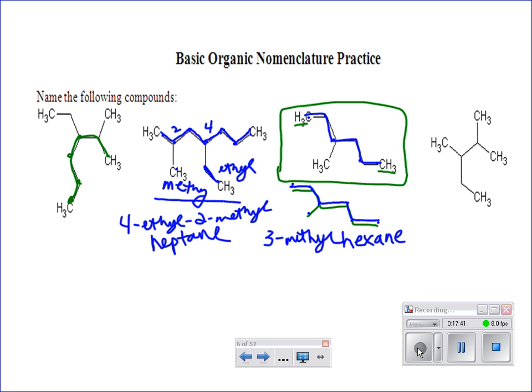1, 2, 3, 4, 5, 6. So what's the base name? Hexane. All right, so I know that the base name is hexane. Which way am I going to number? This ethyl group is going to have what number on it? 3, and the methyl will have 2. So what is this one called? 3-ethyl, 2-methylhexane. 3-ethyl, 2-methylhexane.